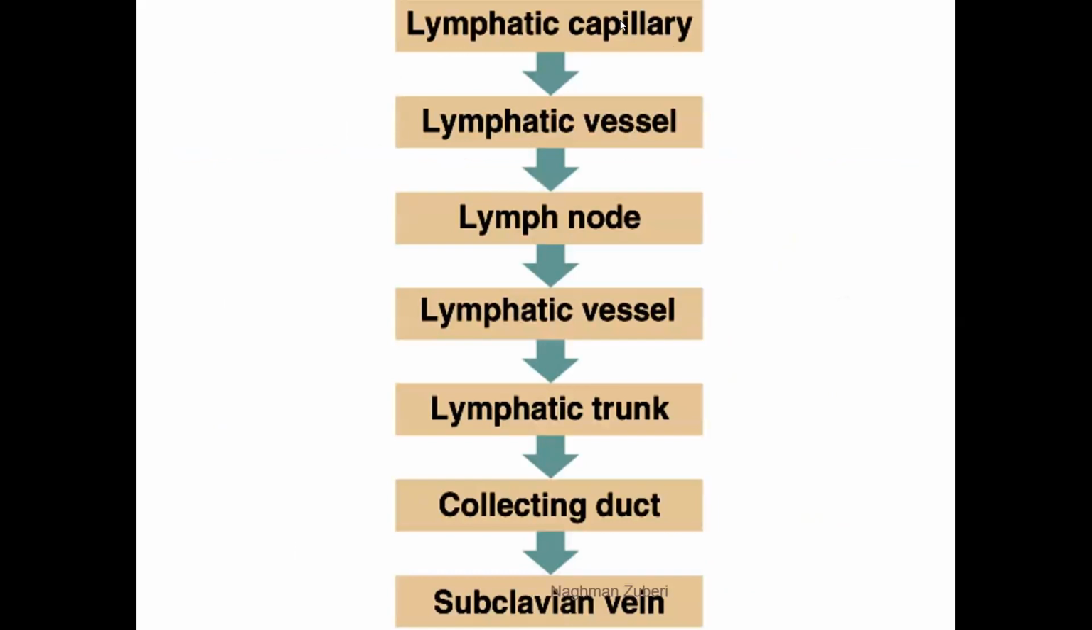So what happens actually? The lymphatic capillary absorbs the lymph from various parts of the body, then drains it into the lymphatic vessel. The lymphatic vessel carries the lymph into the lymph node, and after the lymph node, the lymph is drained into a lymphatic vessel, which takes it to the lymphatic trunk and then into the collecting duct. The collecting duct finally drains into the subclavian vein.